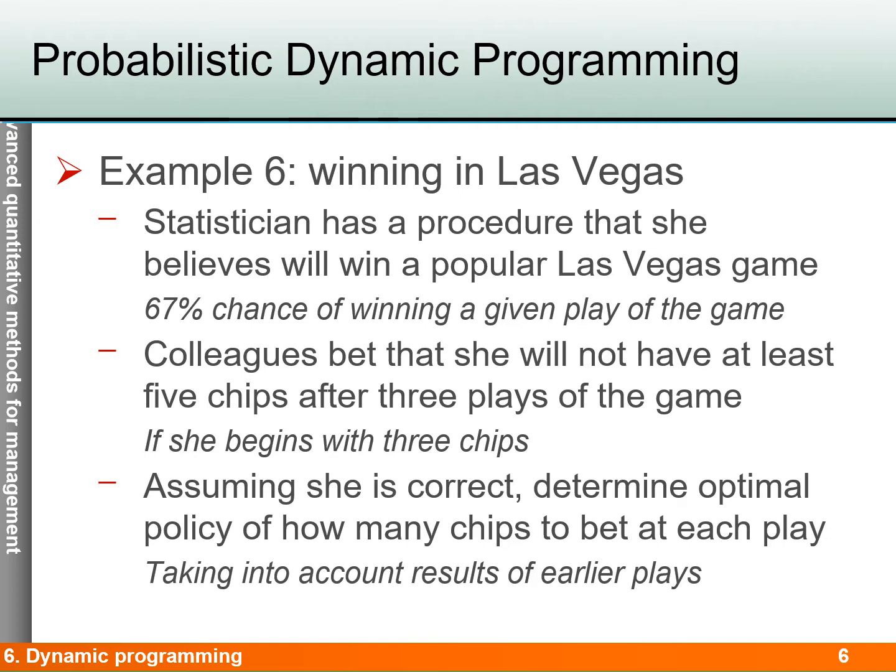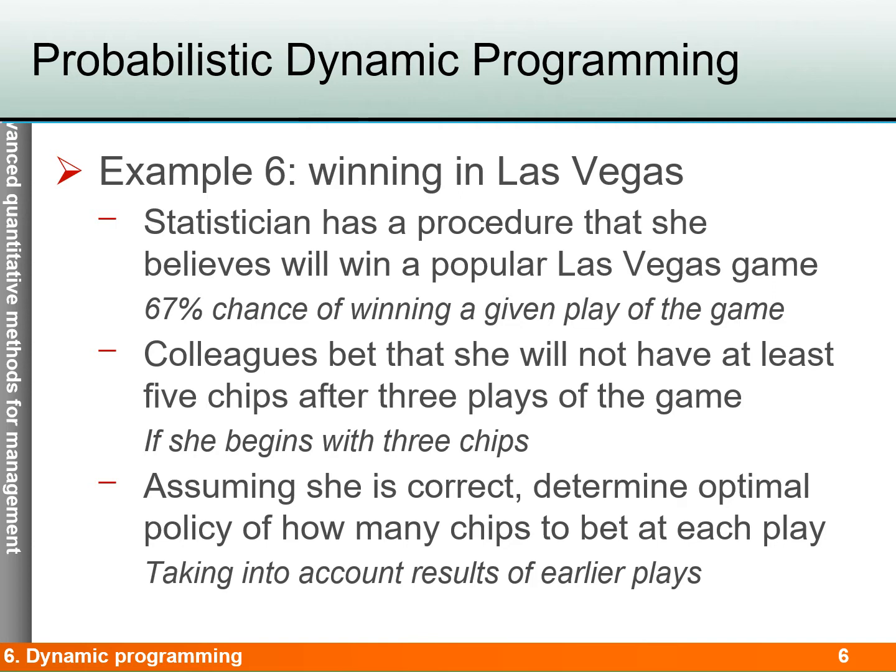Her colleagues do not believe that her system works, so they have made a large bet with her that if she starts with 3 chips, she will not have at least 5 chips after 3 plays of the game. So she starts with 3 chips, and the way of winning this bet with her colleagues is that after 3 rounds of playing, she has at least 5 chips or more. This is the condition of winning the bet.